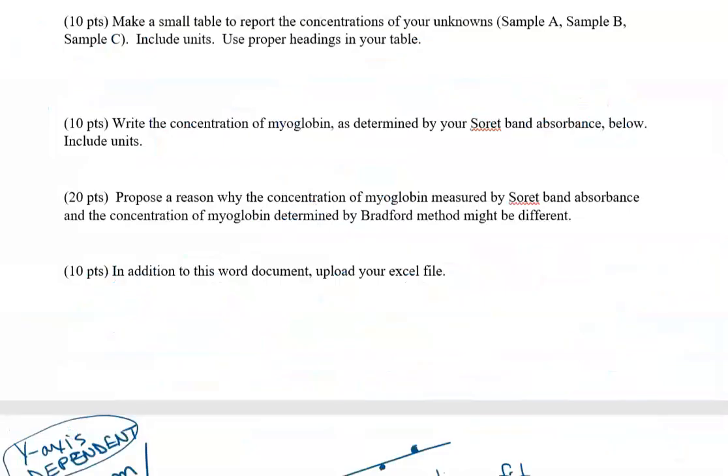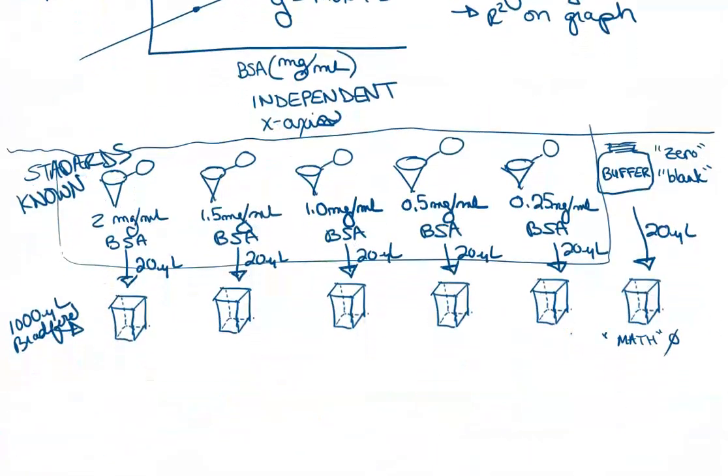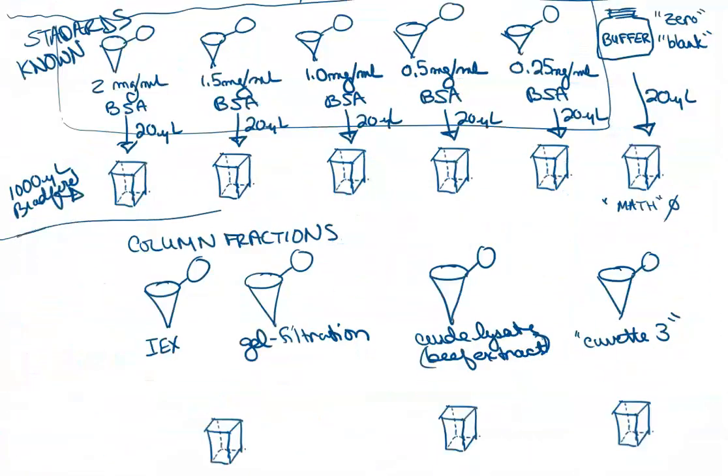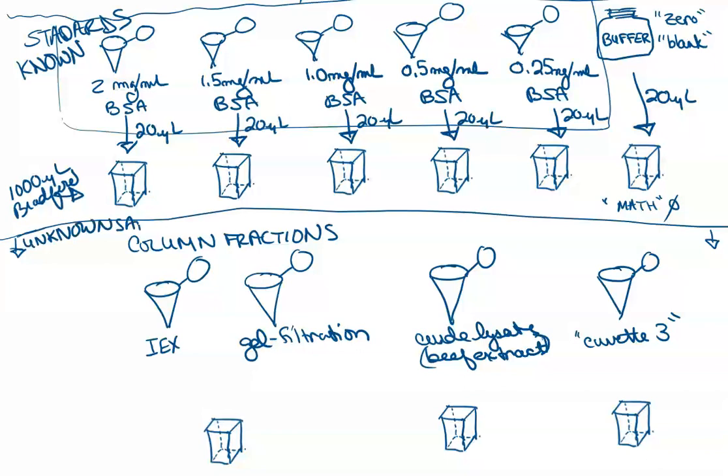You set up also some unknown samples. Let's take a look at the unknown samples. So down here, on this side of the line, we've got our unknown samples. I mean, we know what they are, right? But what we don't know is the concentration. So the unknown concentration samples.